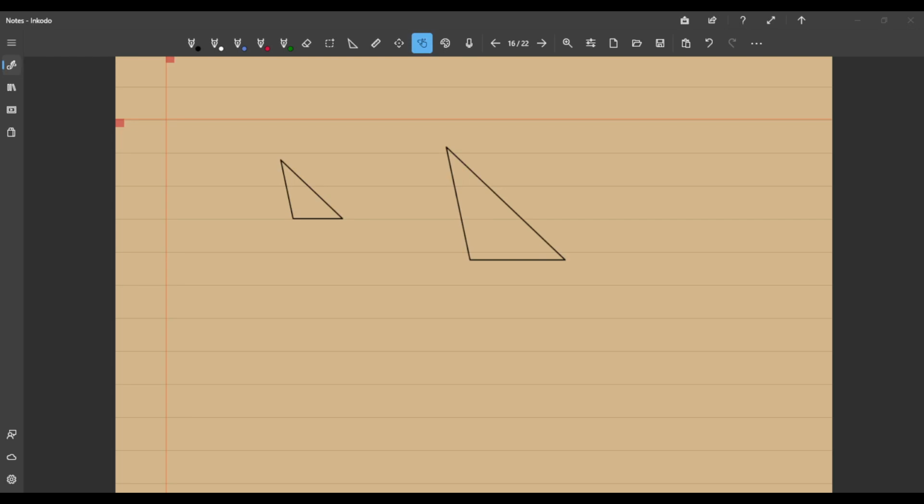Hello everyone. In our earlier video, we discussed what similarity in triangles is, and we also saw that if we had two triangles in which the corresponding angles were equal, we proposed that the corresponding sides also would be in proportion. That is, considering these two triangles ABC and DEF, we constructed the triangles in such a way that the corresponding angles were equal.